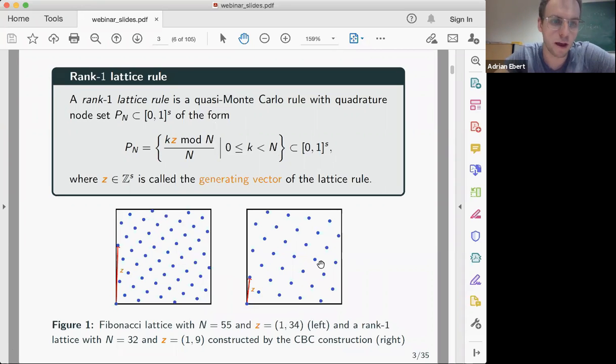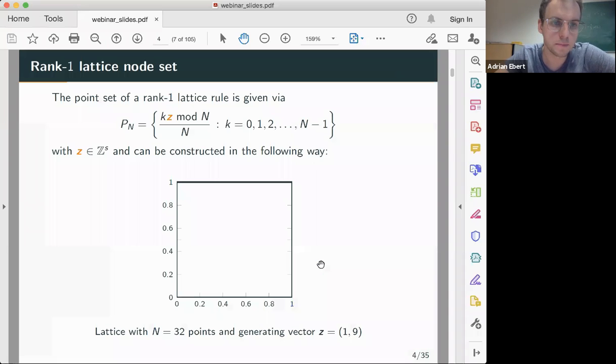To make it a bit more evident how the points are actually generated or constructed, let me give you the following example. So, like before, the node set of a lattice rule Pn is defined in this form. And if we move to a particular example of n being 32 points and our generating vector being (1, 9), we can generate the points as follows.